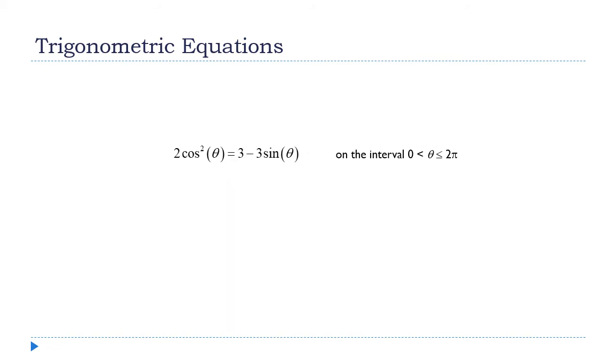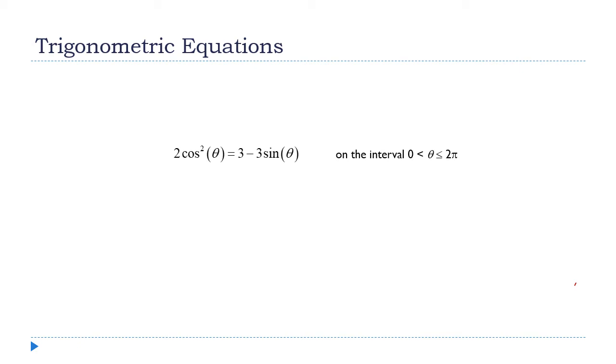Okay, so how about this one? Okay, I've got a mixture now. I've got sines and cosines, and that's rarely a good thing. Usually life is really easier if I can have just one trig function in here. So here's what I'm going to do. I'm going to get rid of that cosine squared.